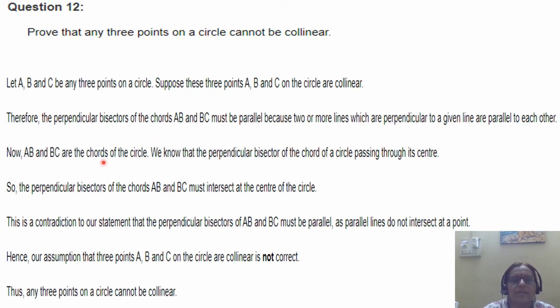Now AB and BC are chords of a circle. We know that perpendicular bisectors of the chords of a circle pass through its center. So the perpendicular bisectors of the chords AB and BC must intersect at the center of the circle. But this is a contradiction to the statement that the perpendicular bisectors of AB and BC must be parallel, as parallel lines do not intersect each other. So our assumption that 3 points on the circle are collinear is incorrect. So the 3 points cannot be collinear.